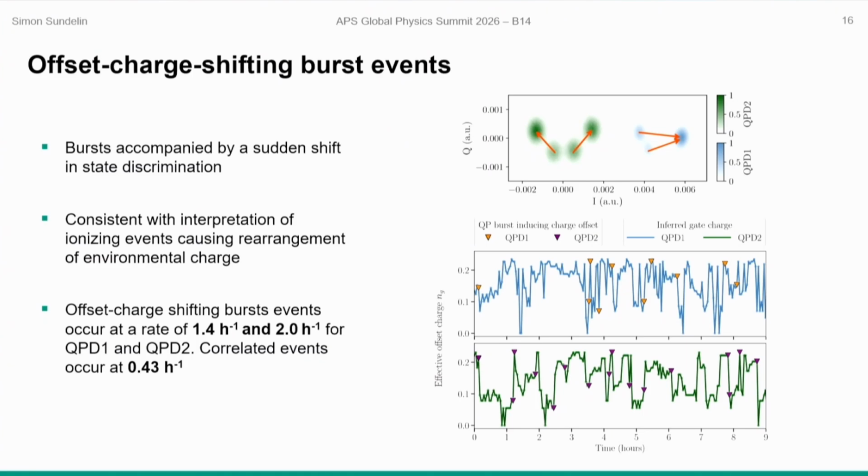which we then observe as one of these bursts. And we also observe that these occur between 1 and 2 times per hour, coinciding quite well, which we heard here before, with the cosmic radiation causing these type of burst events about once every hour. And also the correlated events of these ones occur about 0.4 times every hour.